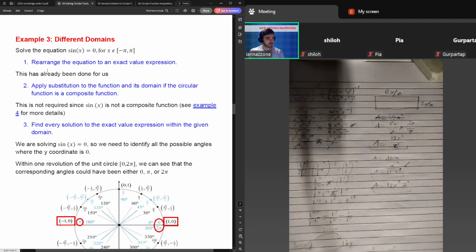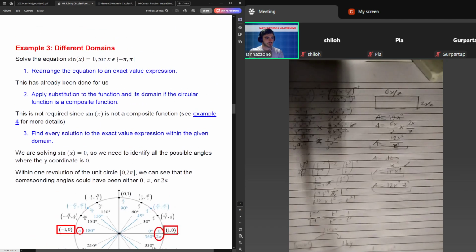But before that, make sure you're hitting our first 2 steps, or at the very least the first step. Step 2 will be a little bit later. We have circular function on one side and exact value on the other. 0 is a spot on the unit circle as far as exact values are concerned.